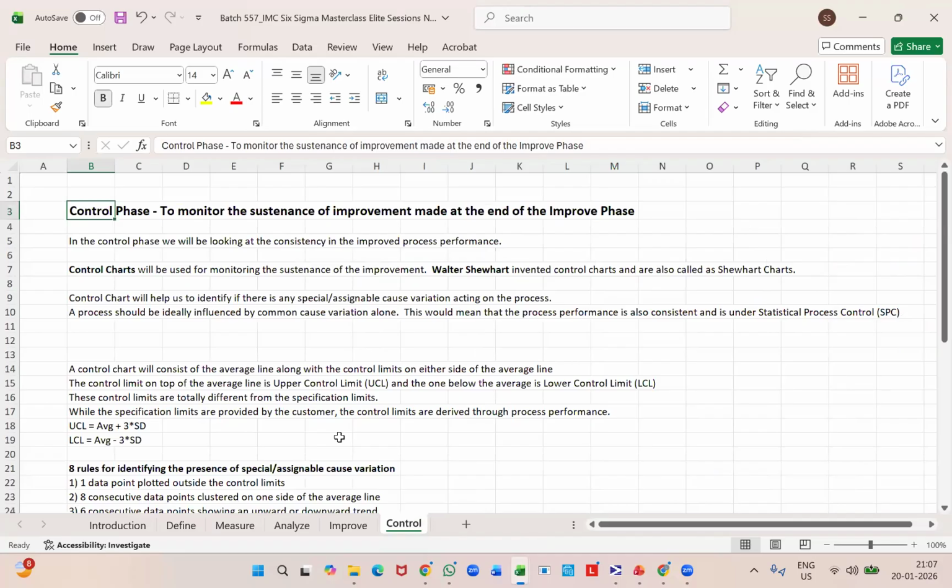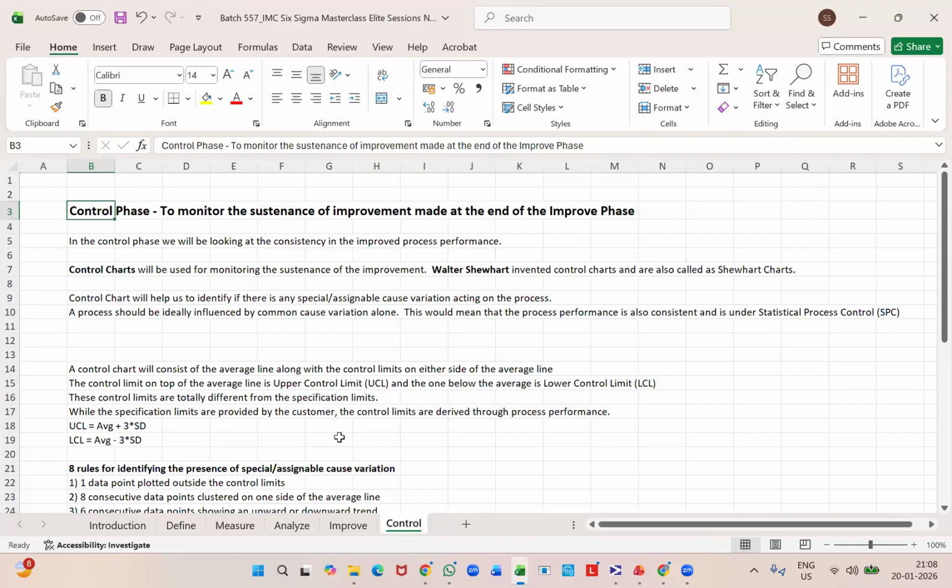So what do we do in the control phase? At the end of the improve phase, the project team would have improved the process performance, would have even achieved the project goal, would have scaled up the solutions covering the entire process, would have trained the associates with regard to the improved process steps, and would have also obtained their buy-in that they would follow the new process in the future. With all these things done, the project team would hand over the improved process to the process team. Now the process team needs to monitor whether the improvement is sustained over a period of time.